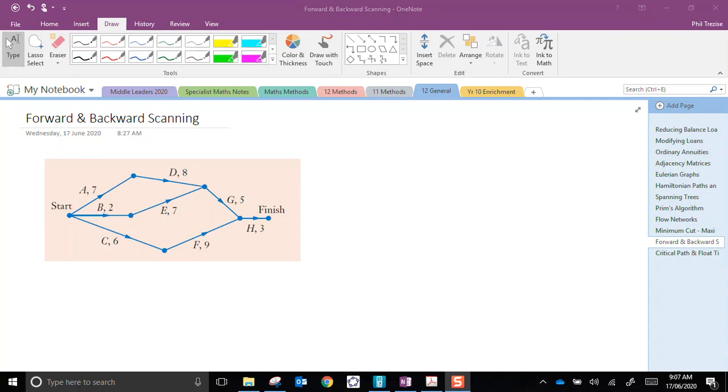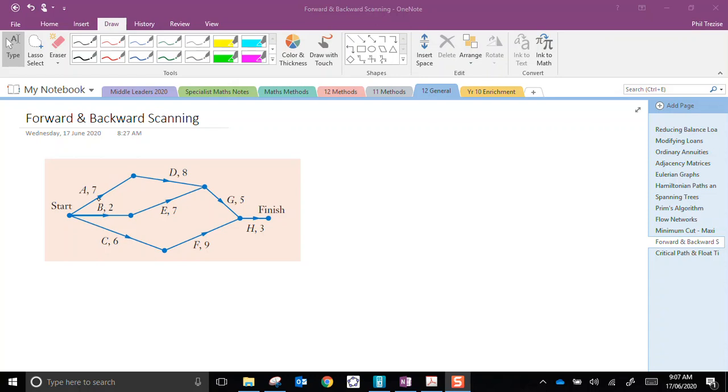Hi everyone. This lesson is going to be about activity networks and forward and backward scanning, which is a process we use to determine the completion time of the project. So here is an activity network that's given to us, and we can see here the activities A, B, C, etc. are represented by the edges, and the numbers here are the weightings on these edges. They might represent the time taken to complete each of these activities. It could represent a cost, could represent anything really, but let's just imagine these are times.